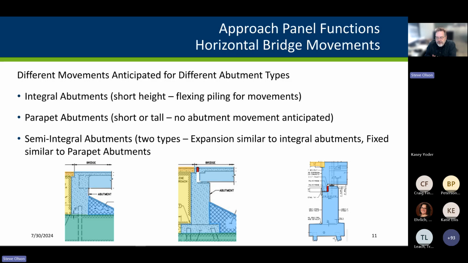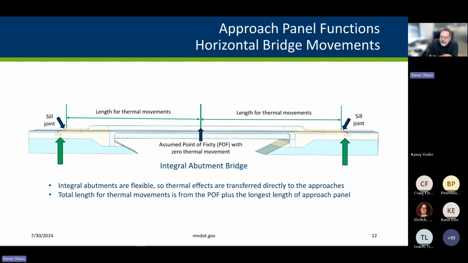Then a hybrid is the semi-integral abutment, which has multiple rows of pile on the bottom, and it has at least a hinge joint in the middle, or it may have a sliding joint in the middle. So there are two flavors of semi-integral abutments. If we look at these different types of bridges and try to compute the amount of movement needed at our sill joints, it's going to vary with the type of abutment.